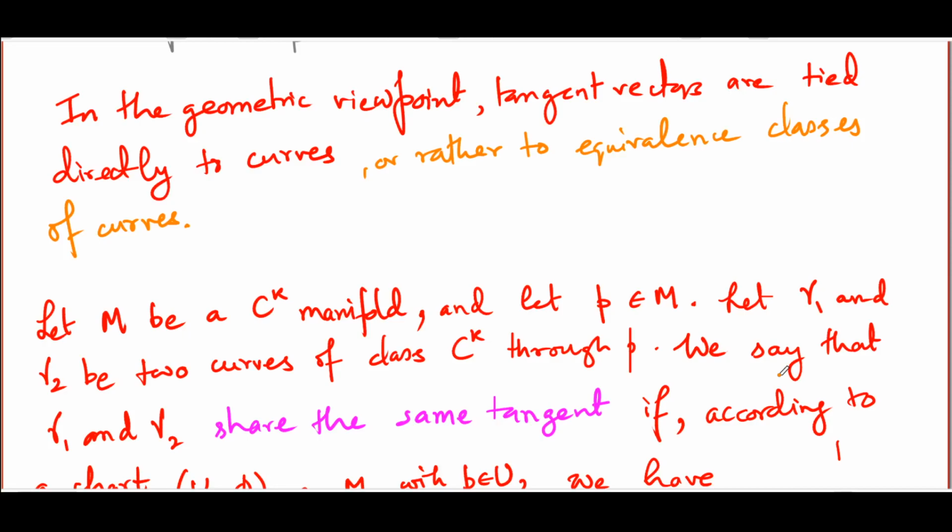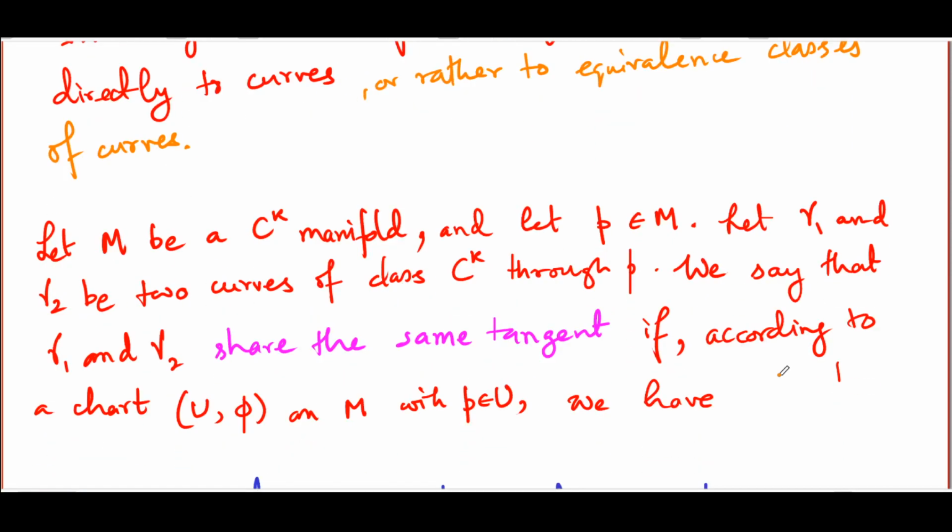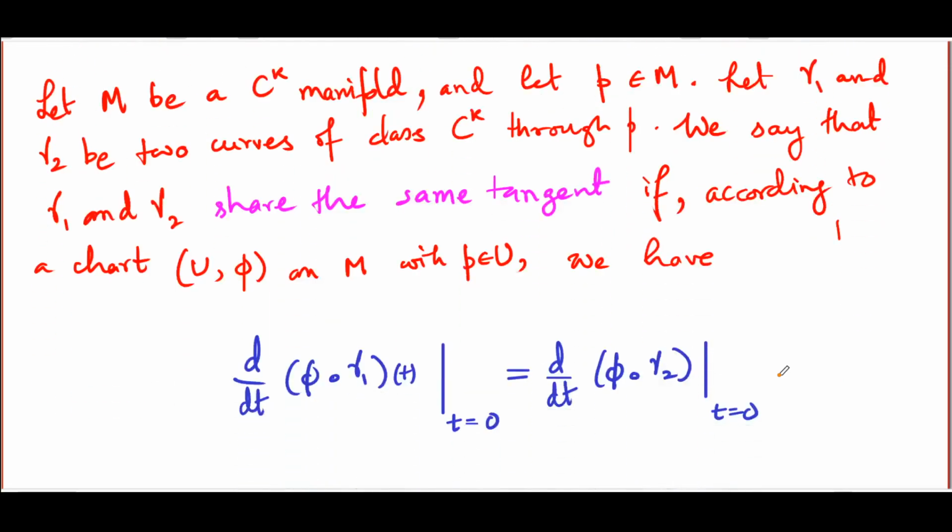Now we say that gamma 1 and gamma 2 share the same tangent if, according to a chart (U, phi) on M, with P belonging to the domain U of this chart, we have the following. The rate at which the function phi composite gamma 1 for the first curve changes with t at t equal to 0 is the same as the rate at which phi composite gamma 2 changes with t at t equal to 0. Remember, the map phi takes a point on the manifold and maps it to a bunch of n numbers. So these functions, phi composite gamma 1 and phi composite gamma 2, carry an interval of the real line on which the variable t lives to an open subset of R^n.